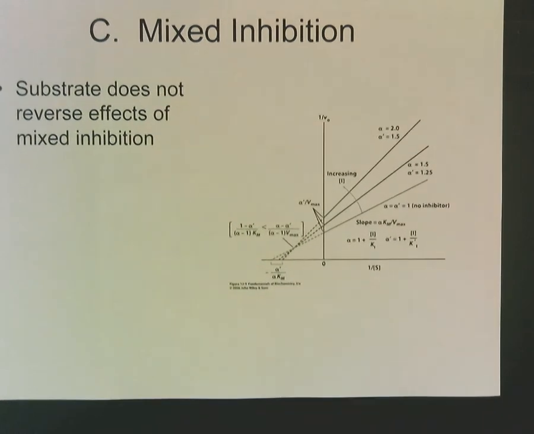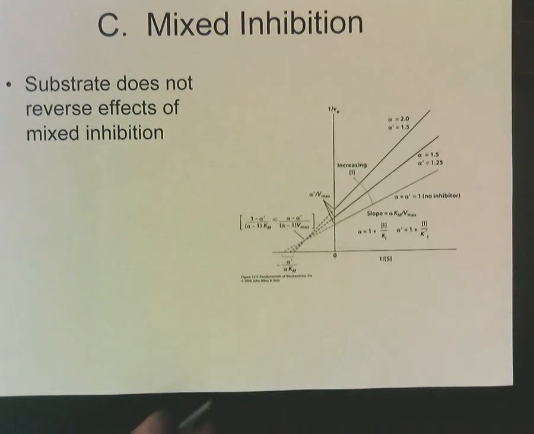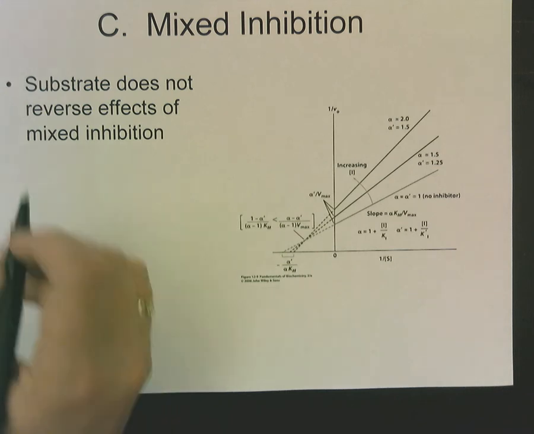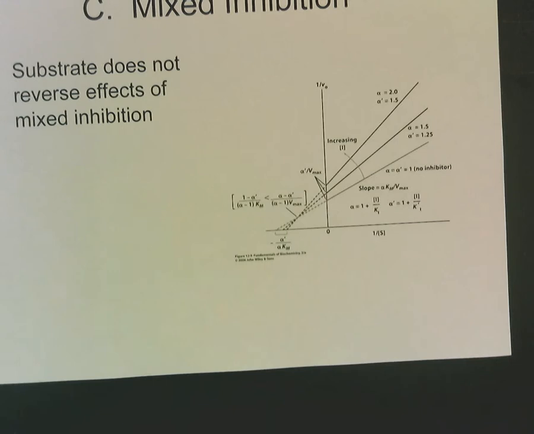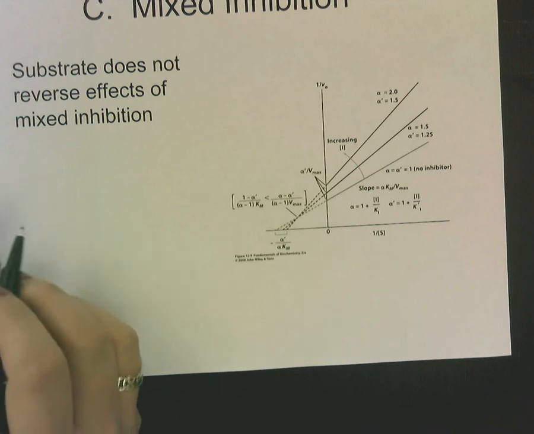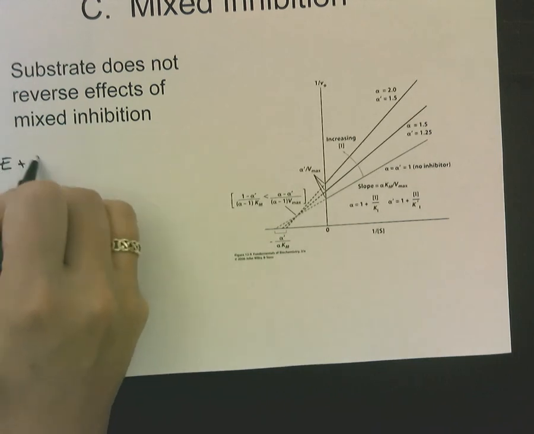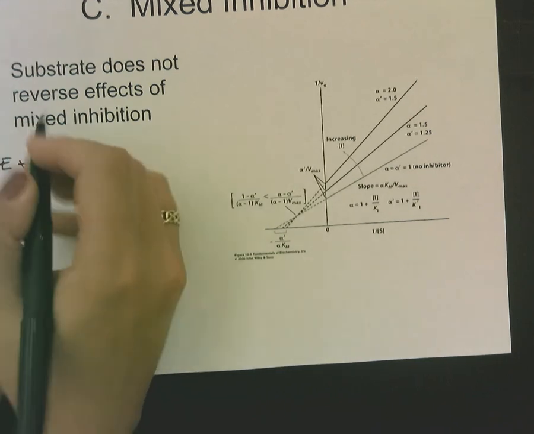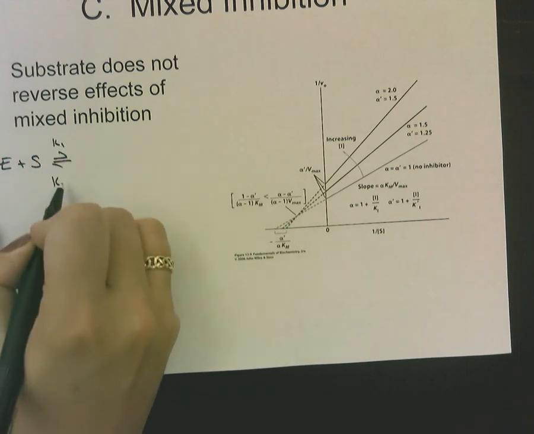All right, so mixed inhibition is the third one we're going to look at, the final one. The substrate does not reverse the effects of being a mixed inhibitor. So this is on your worksheet. I'm just going to draw it on here too.